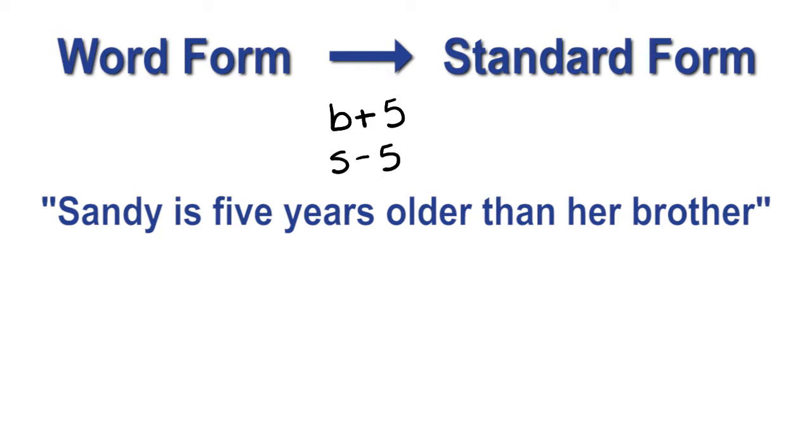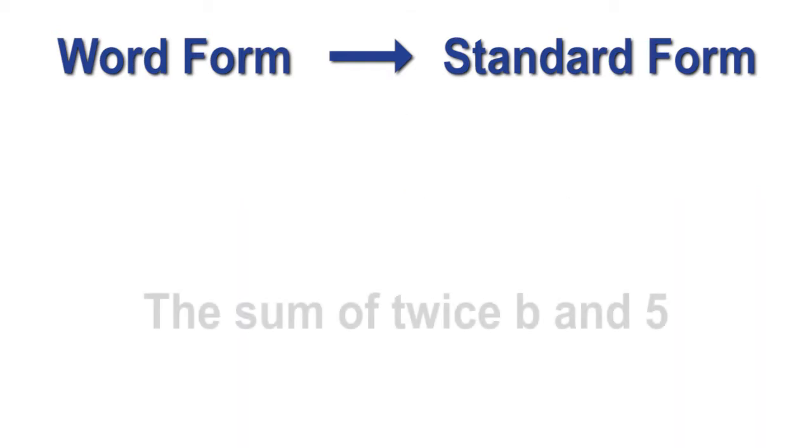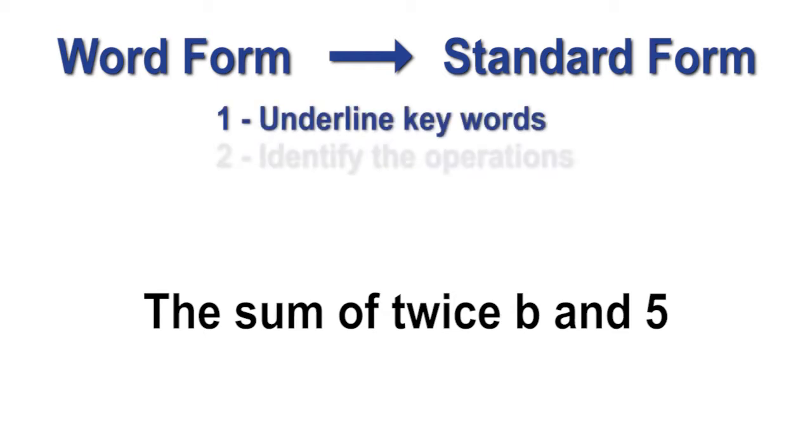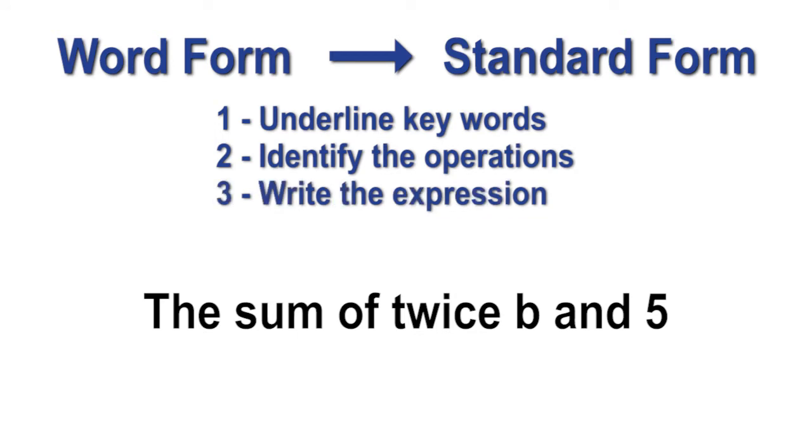Now let's look at some written expressions where there are multiple operations being performed. The sum of twice b and 5. Some steps to follow when changing an expression from written form to standard form are: first, underline key words; second, identify the operations; and third, write the expression. Don't forget to make sure the standard form matches the written form.